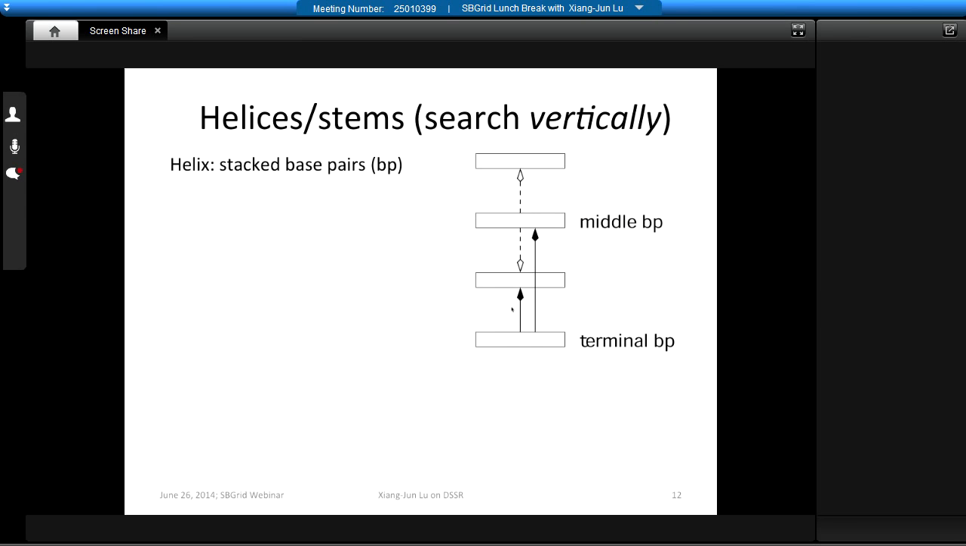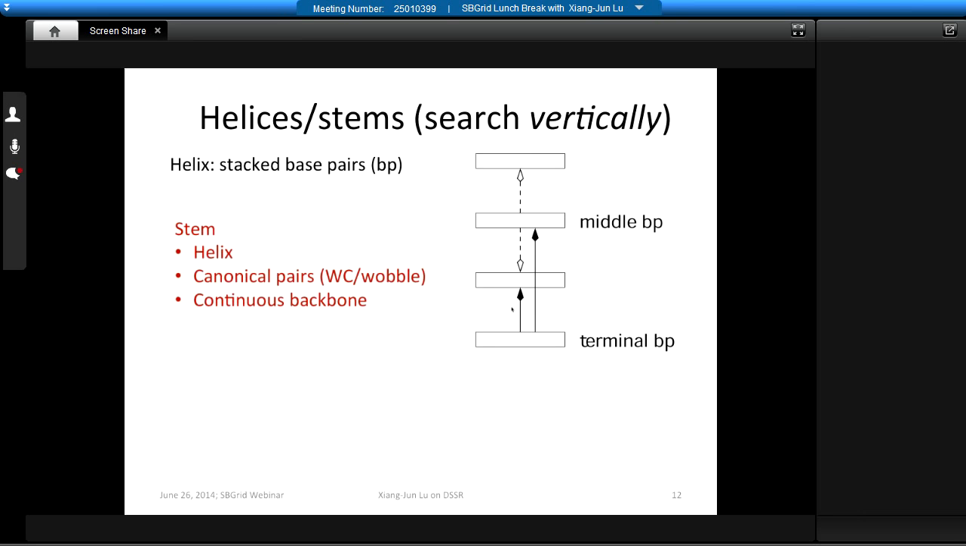If you look vertically from a base pair, you can find the helices, which are defined by stacked base pairs. The basic idea is actually very, very simple. On the right-hand side, I use a rectangular block to represent each of the base pairs. For a terminal base pair, its two nearest neighbors are on the same side, so the dot product of the two vectors is positive. For a middle base pair, its two nearest neighbors are on opposite sides, so the dot product is negative. So starting from one terminal base pair, we can collect all these base pairs and find the helices, regardless of the base pairing type or backbone connection.